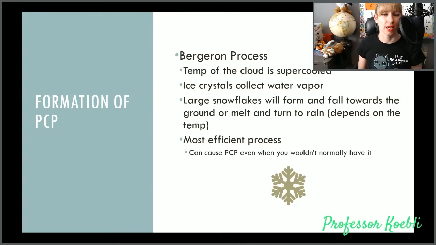This is the second, and it's known as the cold rain process. The temperature of the cloud is instead supercooled. And instead of water collecting around these nuclei, you get ice crystals. And these ice crystals collect water vapor, forming large snowflakes. And then they'll fall. And as they fall, depending on the temperature as it goes lower in the atmosphere, it will either melt and become a raindrop or stay and form snow. This is the most efficient process of forming rain because it forms precipitation even when you wouldn't normally have it.